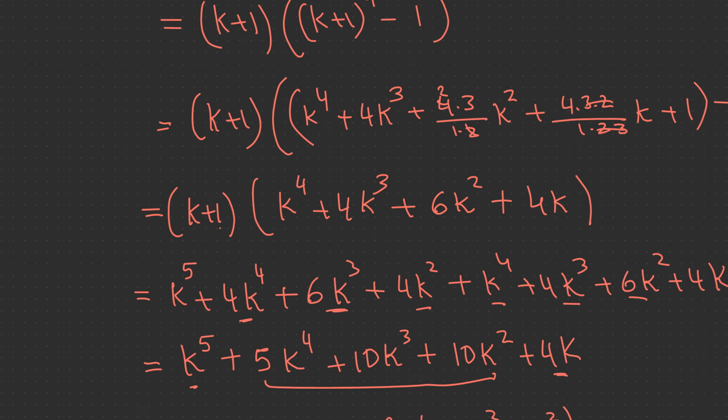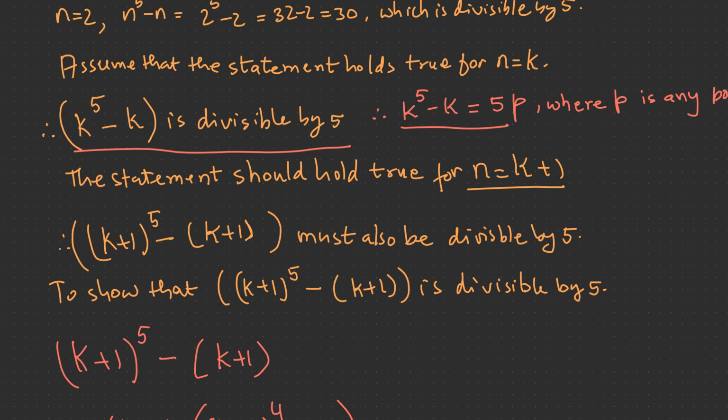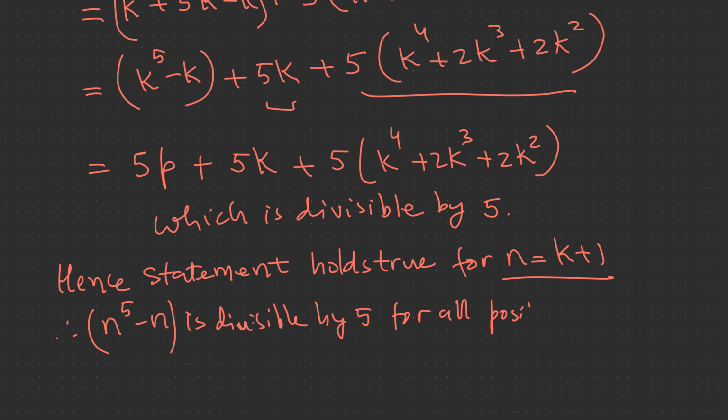Therefore, we go back to our original question. So therefore, n to the power 5 minus n is divisible by 5 for all positive integers n. So I'm going to write that: n to the power 5 minus n is divisible by 5 for all integers n, and hence my proof is complete.